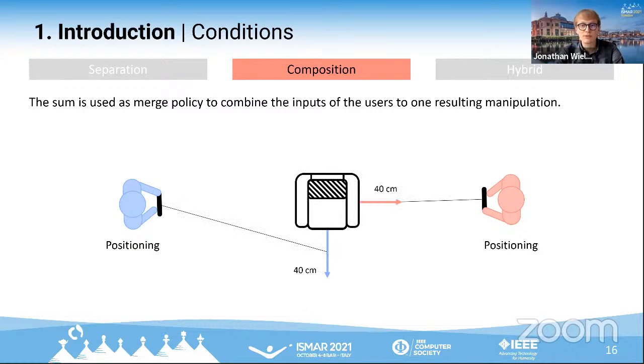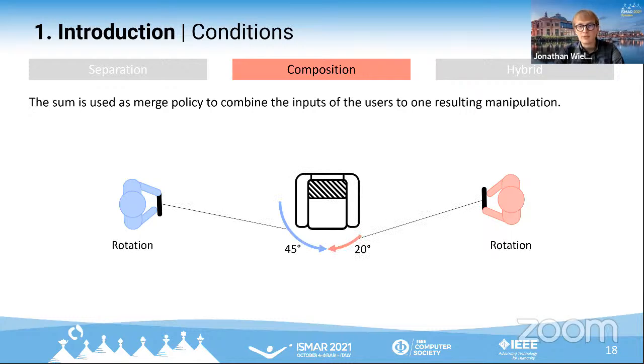This also works if users move the object towards different directions. So in the example on the slide, the user in blue moves the object by 40 centimeters towards the Z direction, and the user in red by the same distance towards the X direction. And using the sum as the merge policy, this results in a movement of 57 centimeters towards the diagonal.